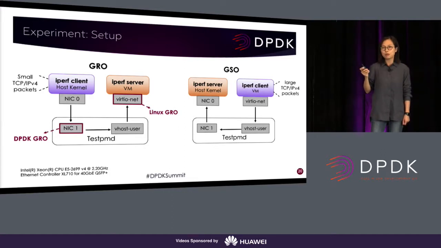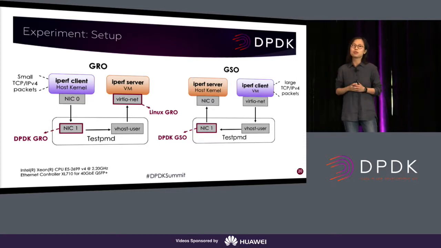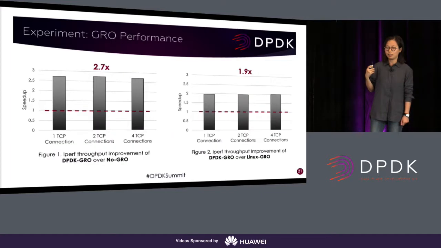Large TCP IPv4 packets will be sent by the VM, and our DPDK GSO is performed on the packets sent by NIC 1. And to get the Linux GSO performance, we enable Linux GSO for the virtual LED port. Let us see some data.